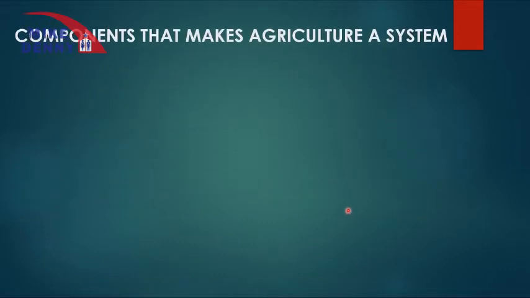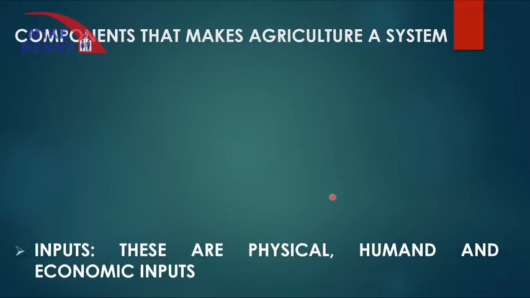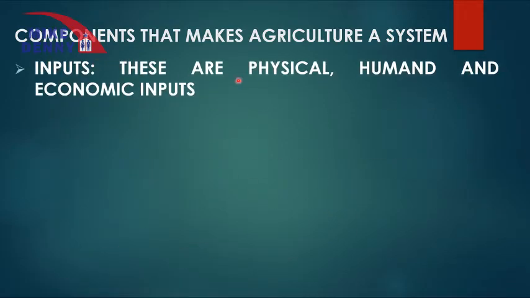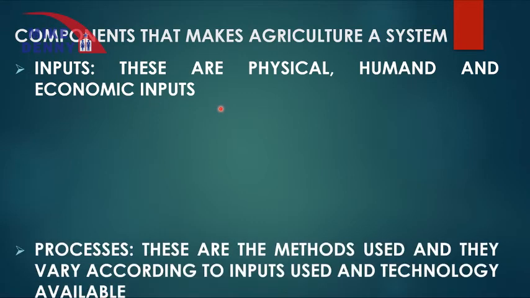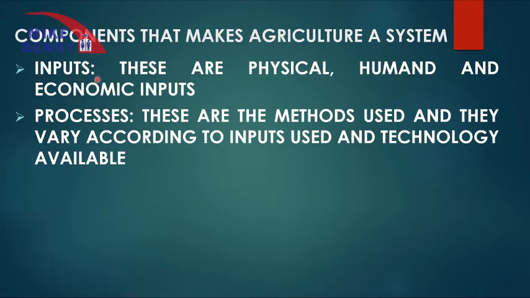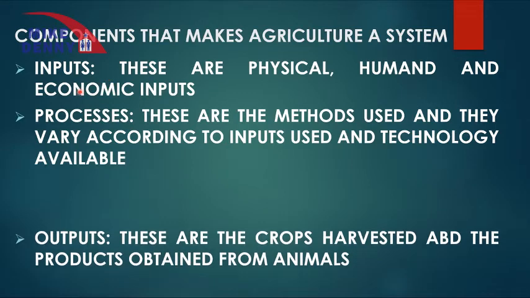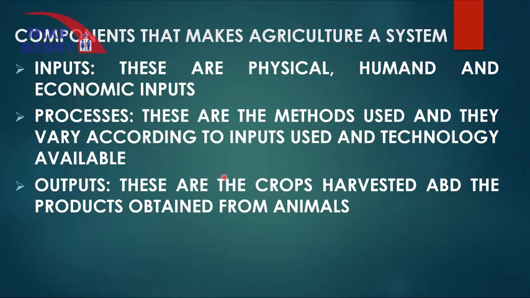So let's look, what are the inputs, or the components that make up agriculture as a system. We can talk about the inputs, and these are the physical, the human, and economic inputs that come into the farm. When we talk about processes, they are the methods used, which vary according to the inputs and the technology that is available. When we talk about the output, these are simply the crops harvested and the products obtained from animals.